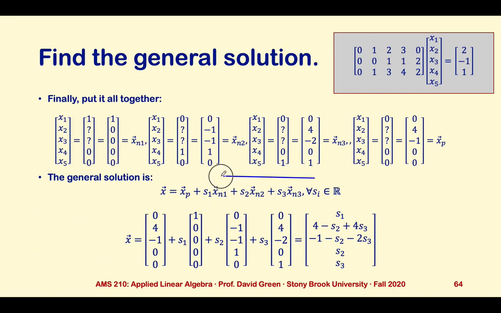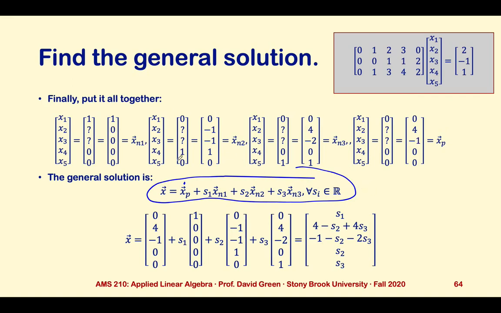Now that we have 3 special solutions and our particular solution, we can put it all together. The general solution is simply our one particular solution plus a coefficient multiplied by our first special solution, a different coefficient multiplied by our second, plus a different coefficient multiplied by our third, where these coefficients can take on any values. The set of all linear combinations of our special solutions plus our one particular solution.